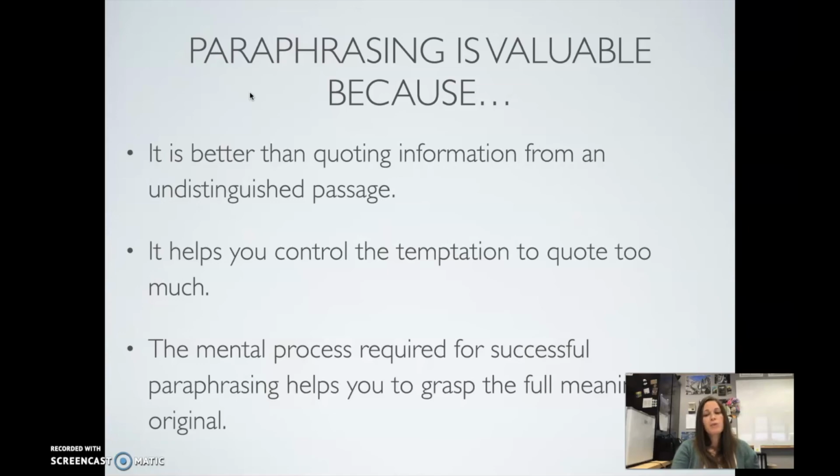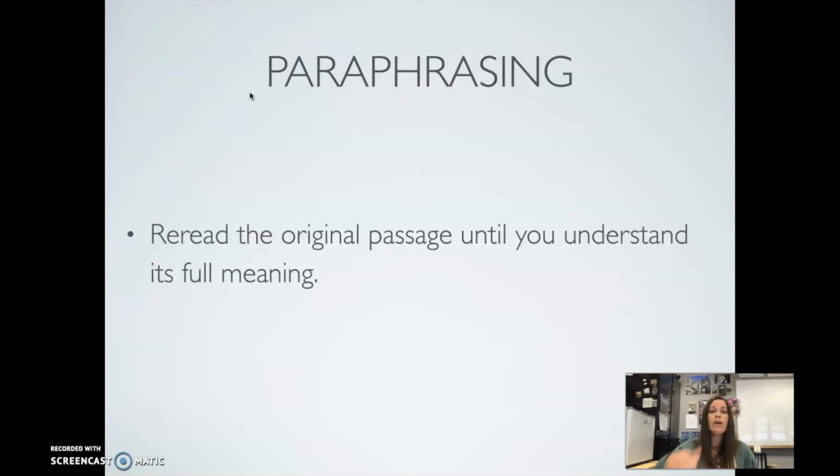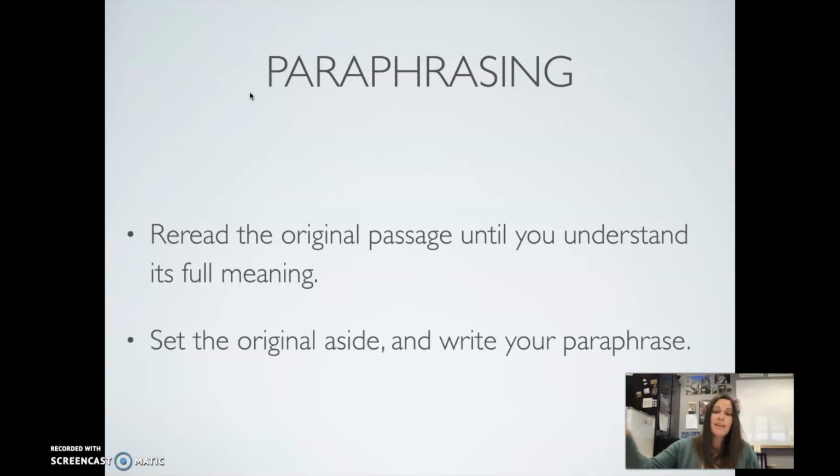The mental process required for successful paraphrasing helps you to grasp the full meaning of the original. This is important, okay? If you can paraphrase something, then you know it well, all right? Here's why. If you were to paraphrase properly, you would reread the original passage until you understand its full meaning, and then set the original aside and write your paraphrase.